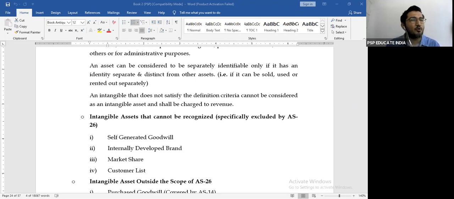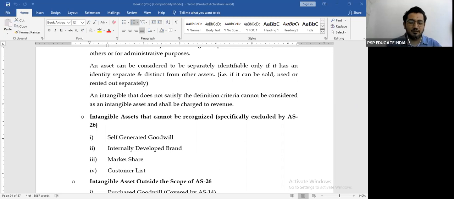So that is why the accounting standards board said everyone will always have a very high self-generated goodwill, and that will also not be true if you compare that with the market forces, right? Which means it is always good to keep self-generated goodwill outside the ambit of Accounting Standard 26. So these four are specifically excluded from being called an intangible asset. They are not intangible assets at all. Which is the very first one? Self-generated goodwill.